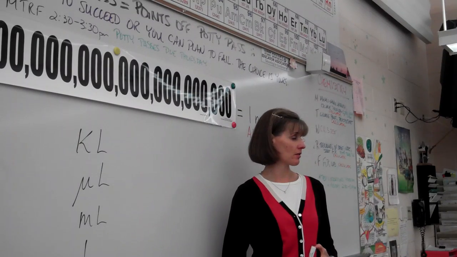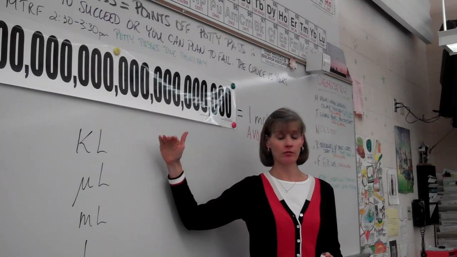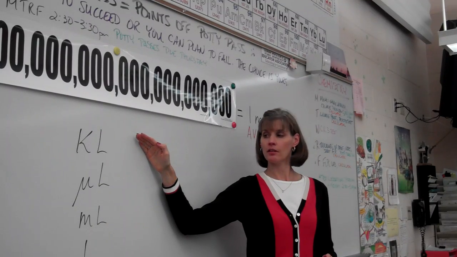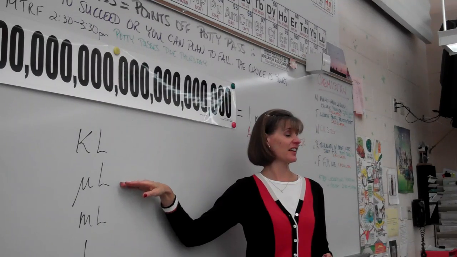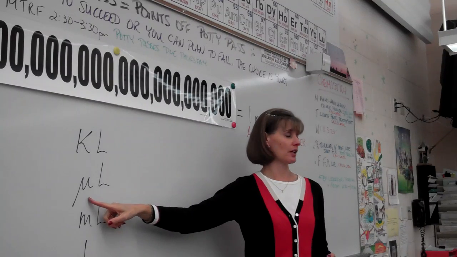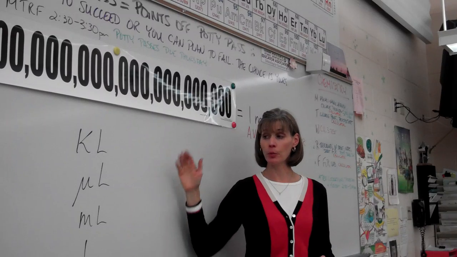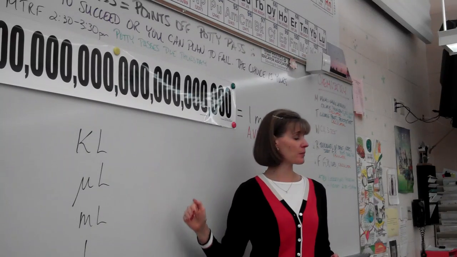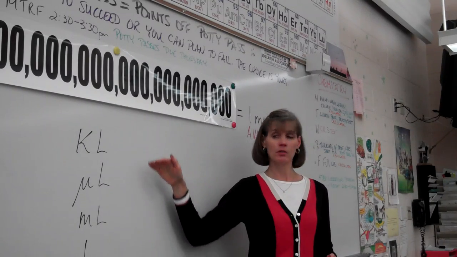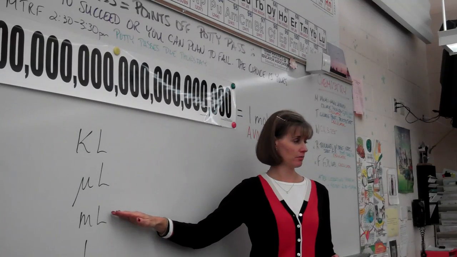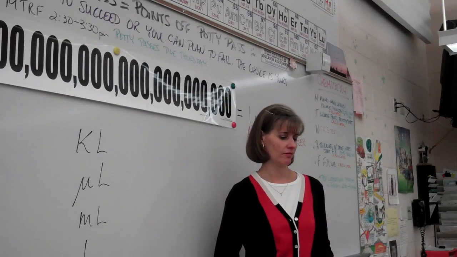Which one's biggest? Kiloliter. Which one's smallest? Microliter. That's 10 to the negative 6. And that really is how those are drawn. That's a mu. And so if we put them in order, from biggest to smallest, we would go kiloliter, liter, milliliter, microliter. Very good.